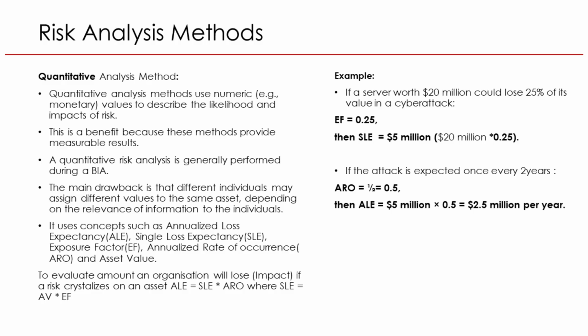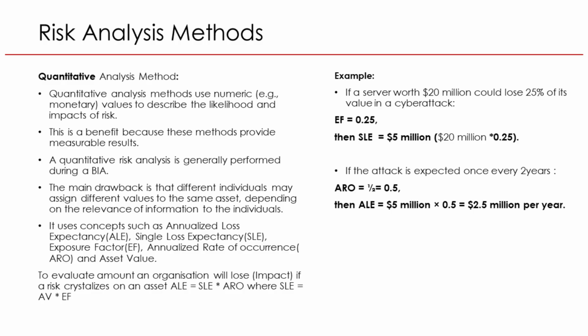Example: if a server worth $20 million could lose 25% of its value in a cyber attack, this means exposure factor is 0.25, then single loss expectancy is $5 million. If the attack is expected once every 2 years, that means annualized rate of occurrence is 0.5 and annualized loss expectancy is $2.5 million per year. See the details of calculation on the slide.